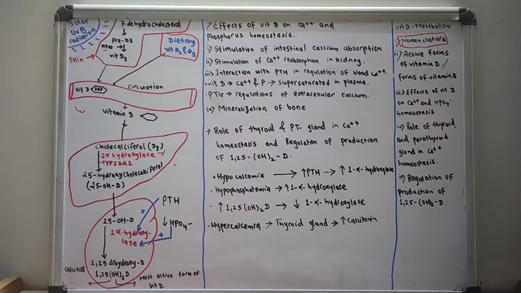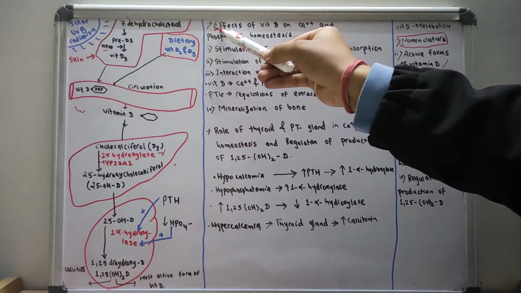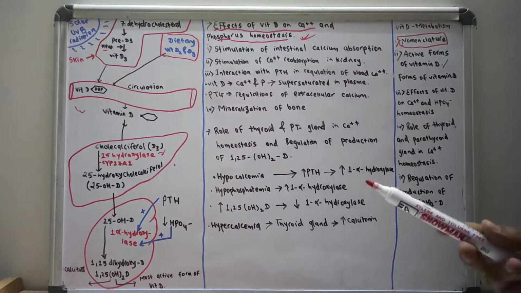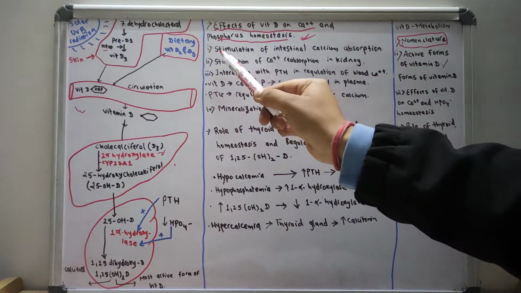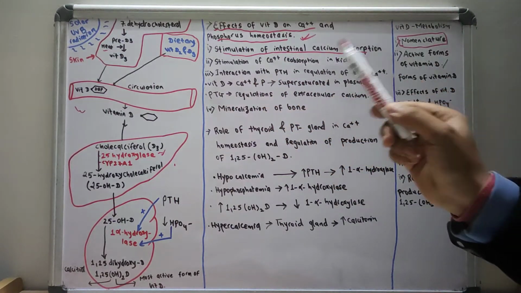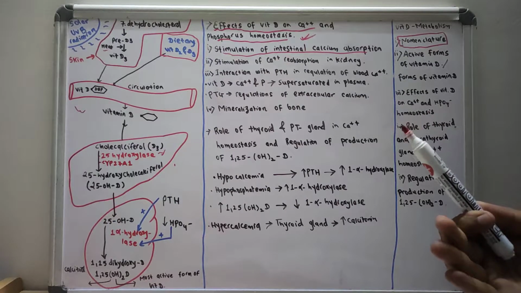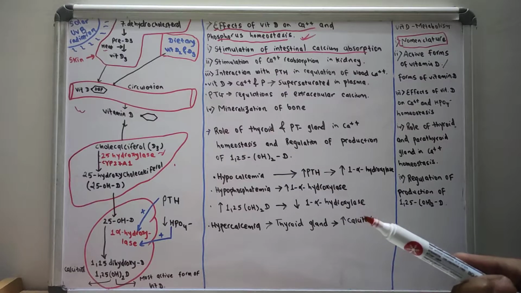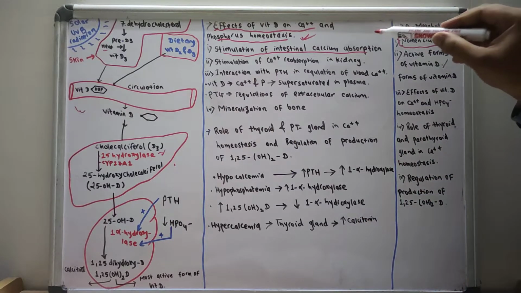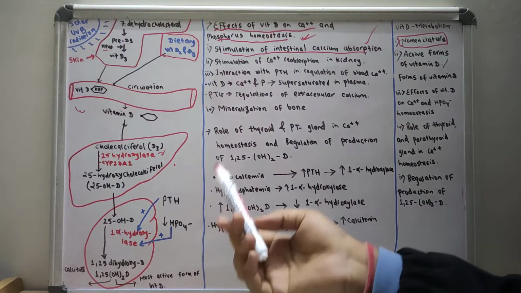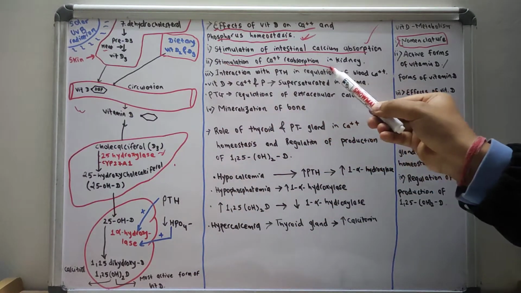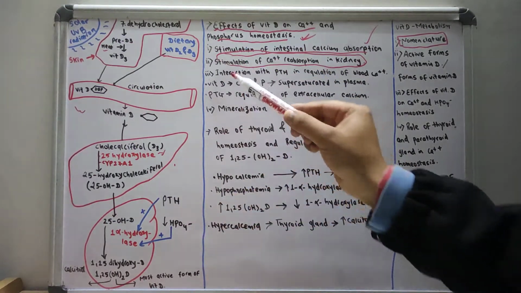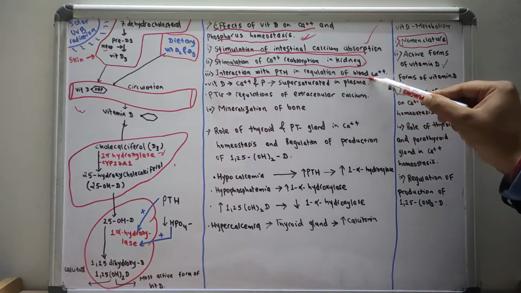Now let us discuss the various effects of vitamin D, or calcitriol, on calcium and phosphorus homeostasis. The calcitriol stimulates the intestinal absorption of calcium, so it increases the level of calcium in our body. Calcitriol also stimulates calcium reabsorption in the kidney. And calcitriol, in interaction with parathyroid hormone, regulates the blood calcium.